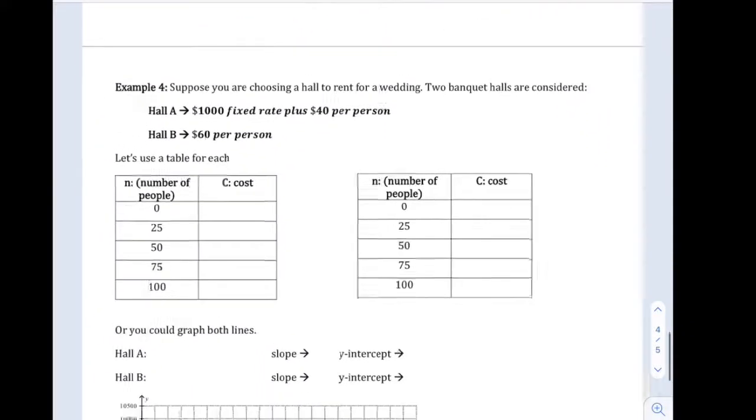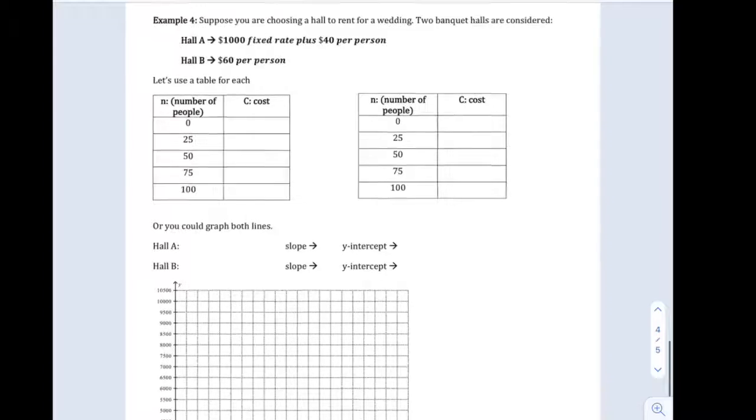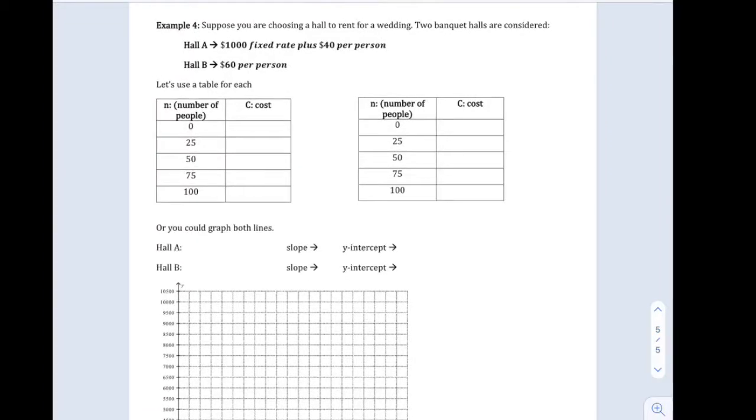Lastly, this one's a little bit different, but it puts it in perspective a little bit for what we're looking at. So this one is a little bit of a word problem. It says, example 4, suppose you're choosing a hall to rent for a wedding. 2 banquet halls are considered. Hall A charges $1,000 fixed rate plus $40 per person. Hall B just charges $60 per person.